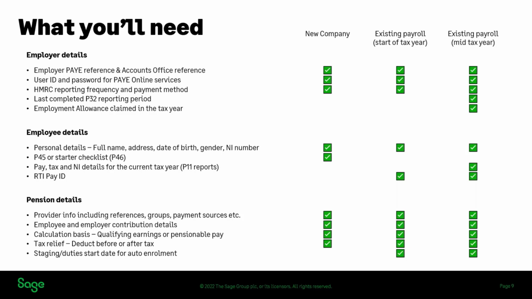For employees, you'll need their personal details, such as full name, address, date of birth, gender, and national insurance number. If they're a brand new employee that you're just taking on, you'll need a P45 or a starter checklist, also known as a P46. And if you're moving your payroll to Sage, you're going to need year-to-date information for pay, tax and national insurance for the current tax year. And you'd also need the RTI Pay ID, if available, from your previous software.